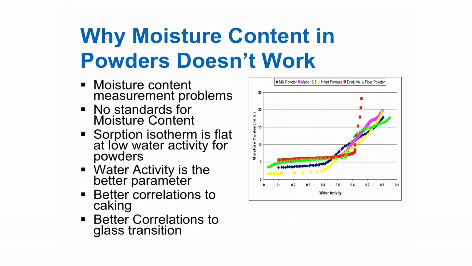Now just a little bit on why moisture content doesn't work as a way to control flow. One of the reasons is that moisture content in and of itself is just telling you how much water is present, and not necessarily what the water is doing or how available it is for plasticization, that can lead to glass transition, which then, of course, leads to caking and clumping. And so just from the very beginning, moisture content in and of itself is a very difficult measurement to get good repeatable results. It's fraught with a lot of difficulties, so that's one reason. It's hard to get good repeatable results that you can rely on.